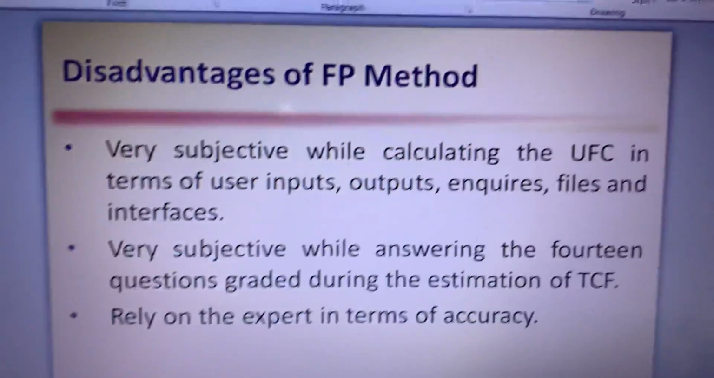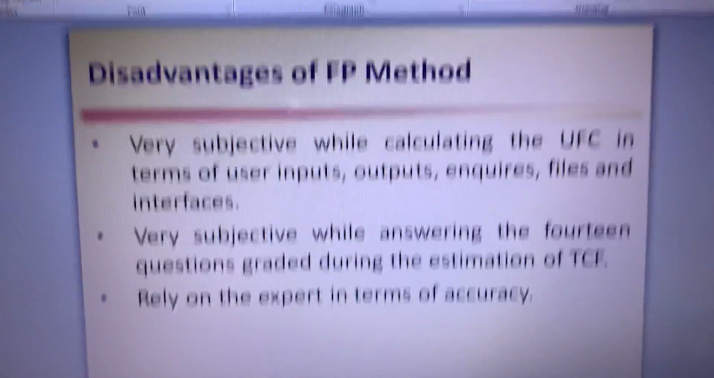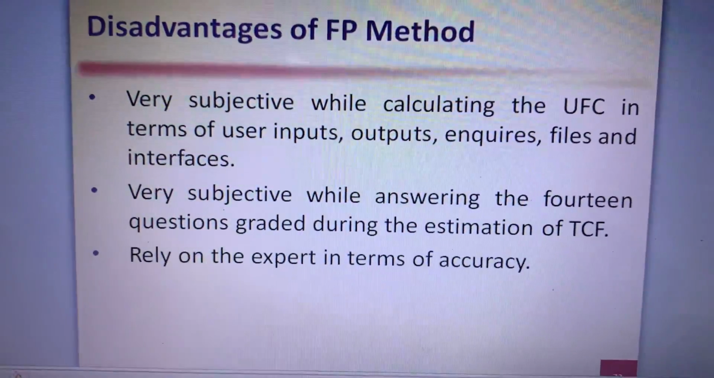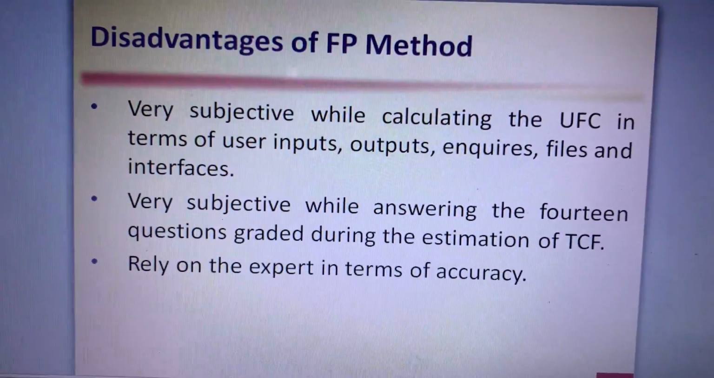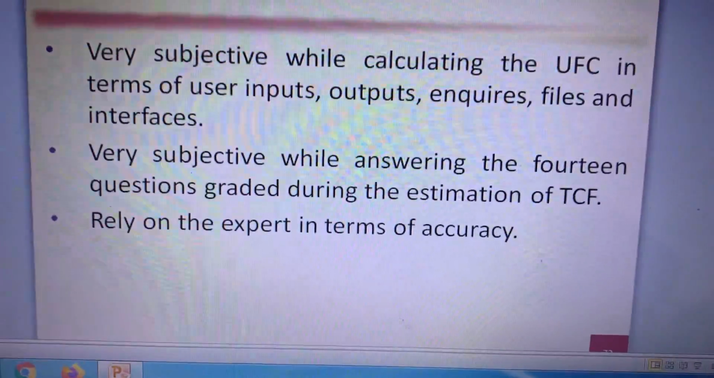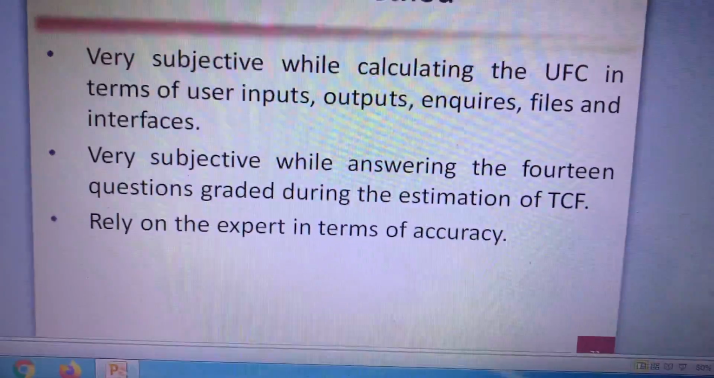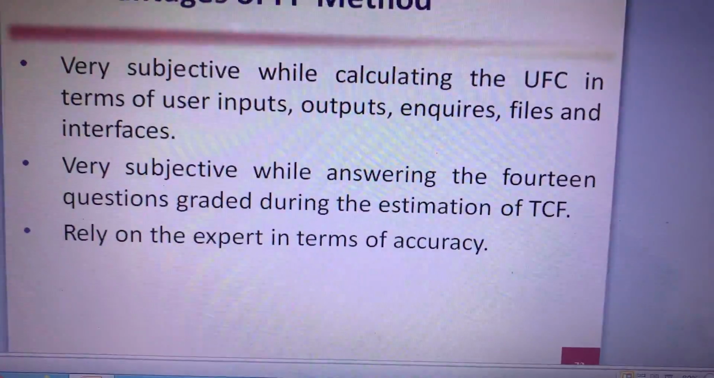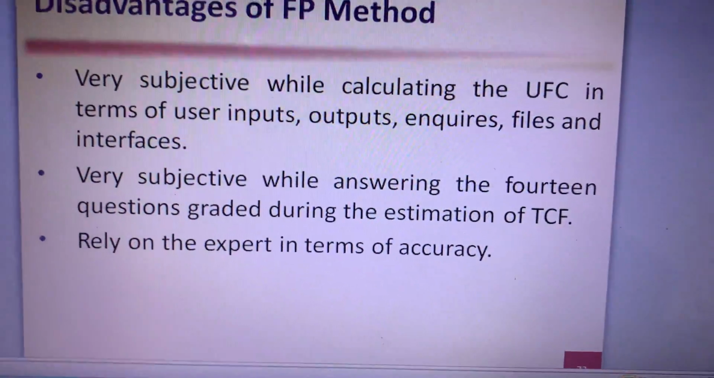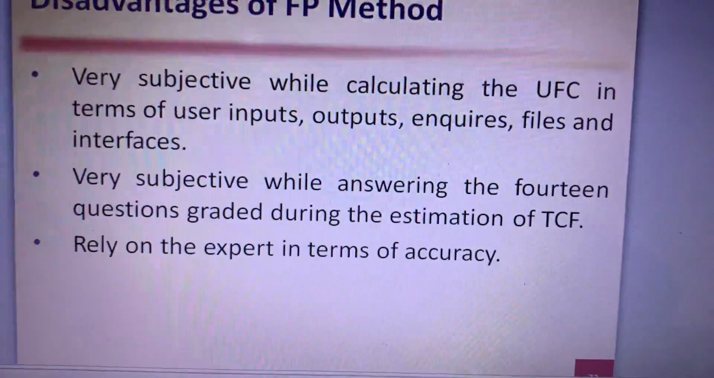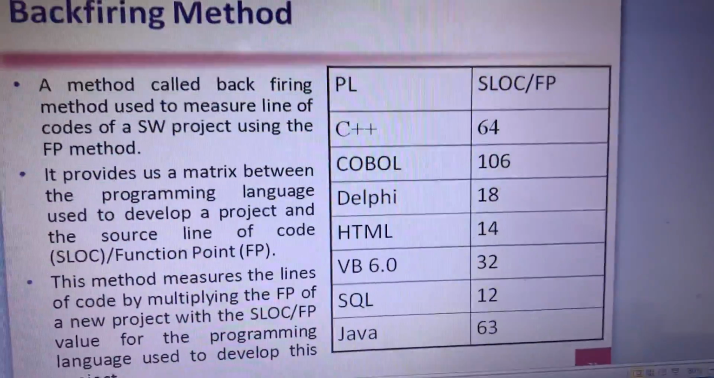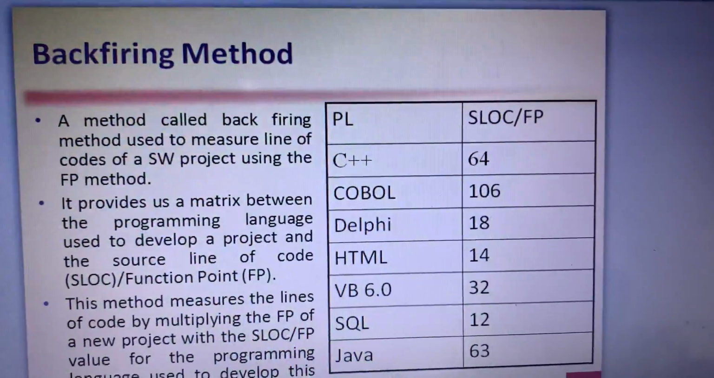The disadvantage is that it is very subjective while calculating the UFC in terms of optimistic, realistic, pessimistic values for the inputs, outputs, inquiries, files, interfaces. It is also very subjective while answering the 14 questions, and accuracy depends on the expertise of the project manager or the system analyst. These are the disadvantages. So this is the table I was discussing in my last lecture.